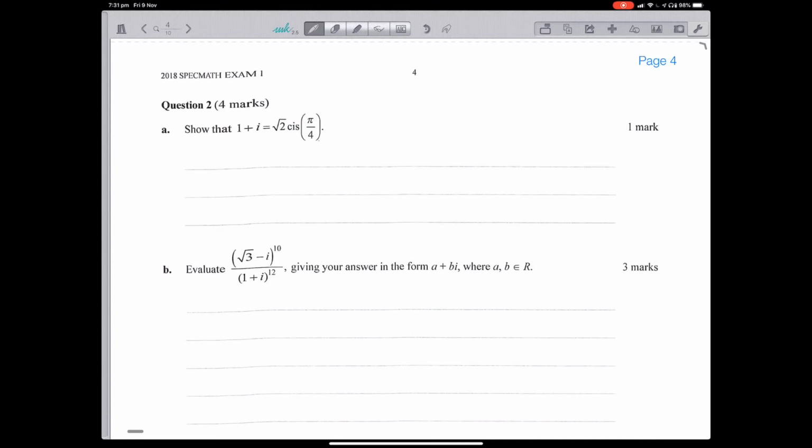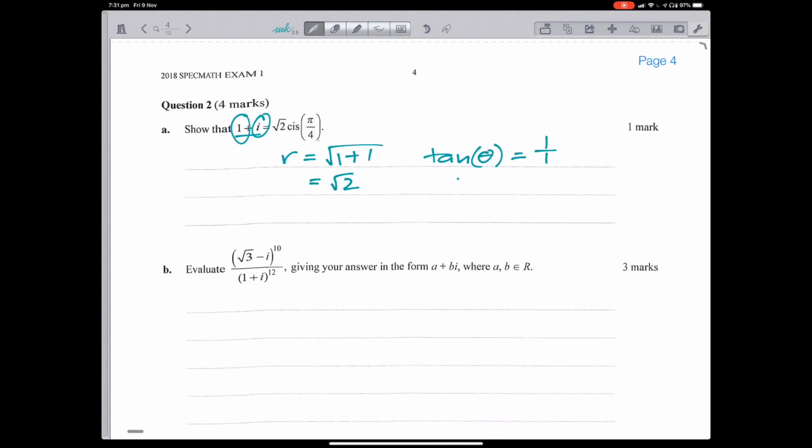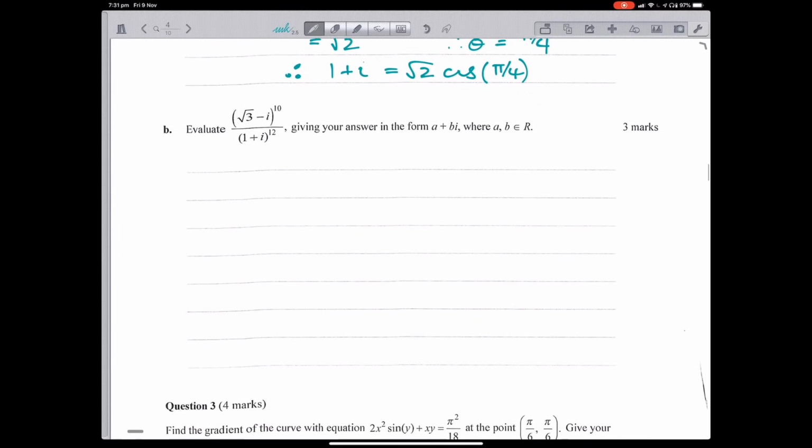Okay, show that 1 plus i is equal to root 2 cis theta. So the magnitude of that is the square root of 1 plus 1, which is root 2. The angle produced: tan theta is our imaginary component over our real component, so 1 over 1. So theta has to equal pi on 4. That should be a gimme. Therefore, 1 plus i is equal to root 2 cis pi on 4 as required.